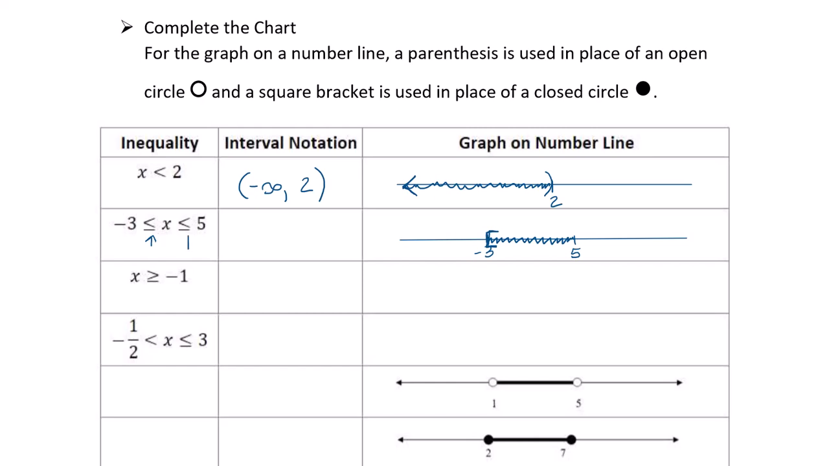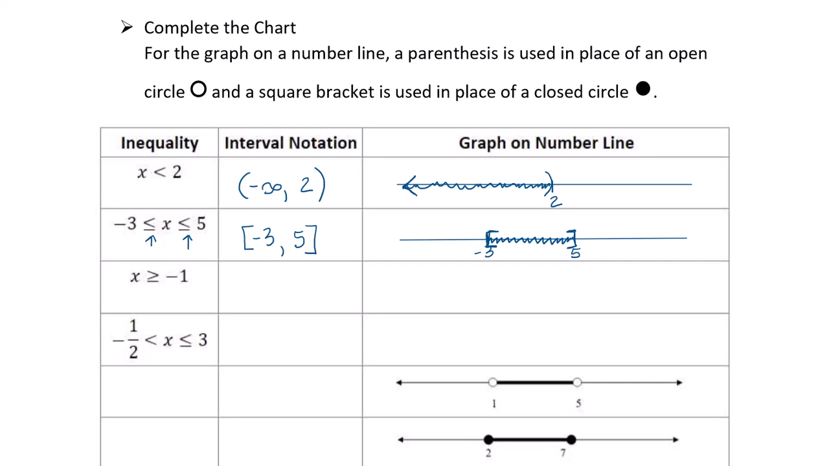Here, again, I'm including the 5 as a boundary. So I'm going to put a square bracket on the 5, and have that bracket facing the shading. Then interval notation is from -3, with -3 being included with a square bracket, comma, 5, and then a square bracket showing that the 5 is also included in the set.